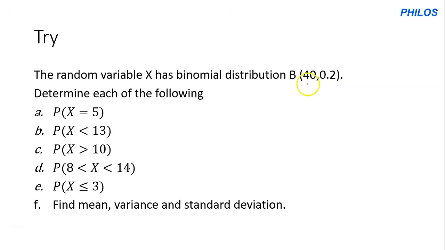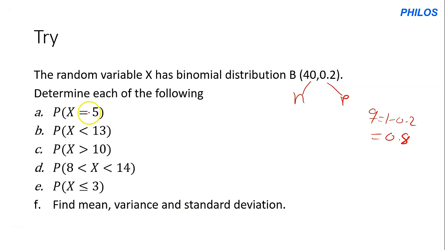Okay. But what I want you to know is that whenever you have this type of question, what you should know is that the first argument here is the number of trials, which is 40. And then the second argument, which is 0.2, should be the probability of success. So now you know the n and then you know the p. So you can easily find the q as what? 1 minus 0.2, which will give you 0.8. So with this known and with p also known and q known, you can solve a, b, c, d, e, and f. Okay. So I want you to try this.